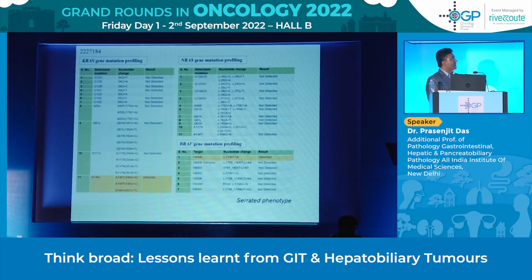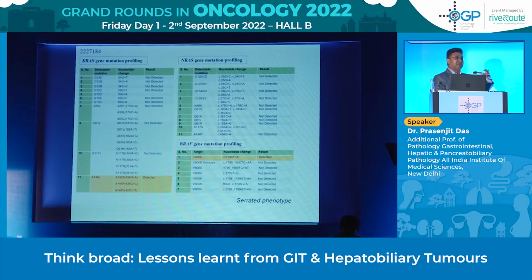So we went ahead by doing these genetic markers or mutation analysis. We found KRAS mutation and V600E hotspot mutation in the BRAF gene, but NRAS mutation was not seen. So based on that, we found that this tumor has a serrated phenotype.